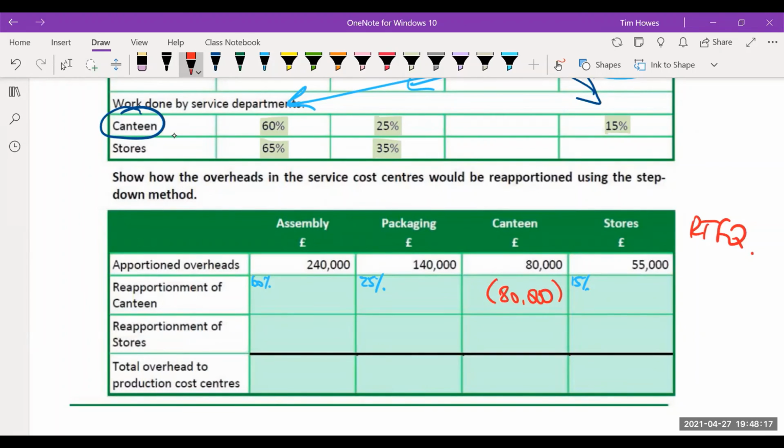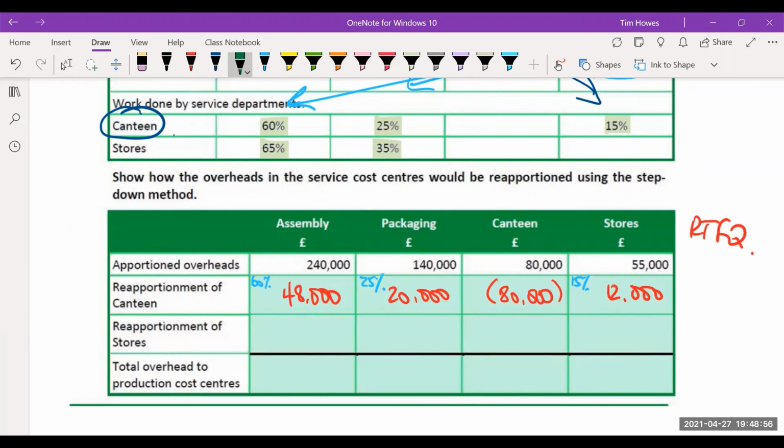So 60% of 80,000, I can do that myself, but I can see you're doing it for me anyway, 48 grand. 25% of 80,000, it's a quarter of it, 20,000. 15% of 80 grand, 12 grand. Now, guys, calculate them independently, do them separately, don't just put in the rest or anything like that, and then check that the 48 and the 20 at 68 and the 12 is 80. So as you see, what's happening there is we're just moving it between the columns.